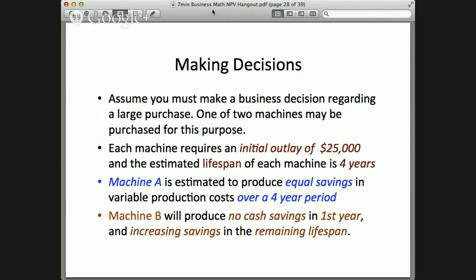If you invest in machine A, you know that the estimated savings you're going to make over that 4-year period are going to be the same each year for 4 years. Machine B, however, will produce no cash savings in the first year, but it will increase its savings in the remaining years of those 4 years. Let me show you what that means as an example.